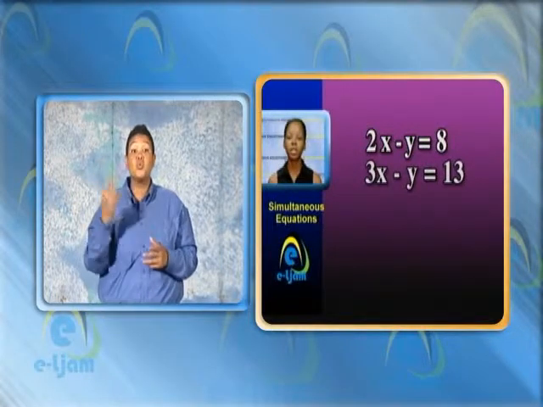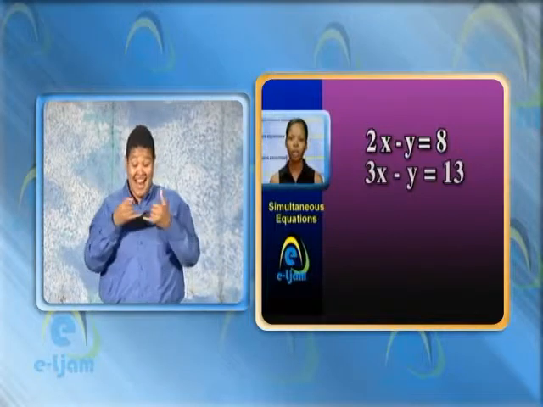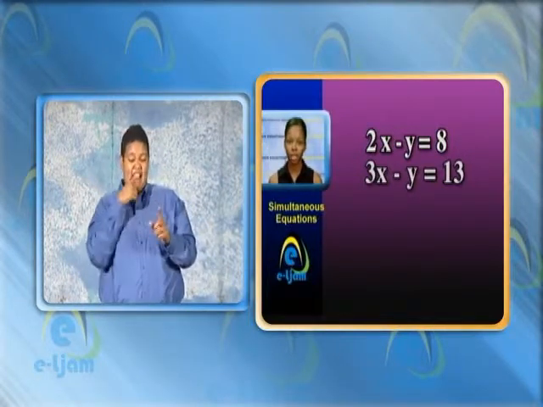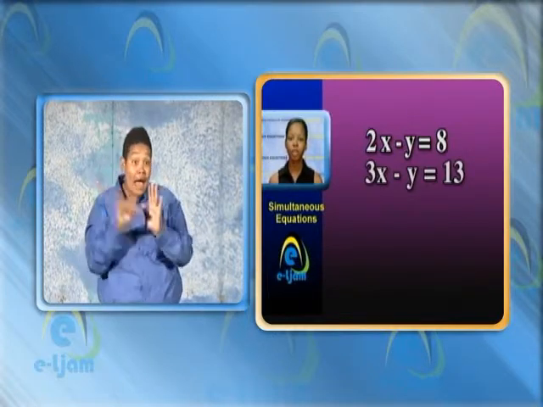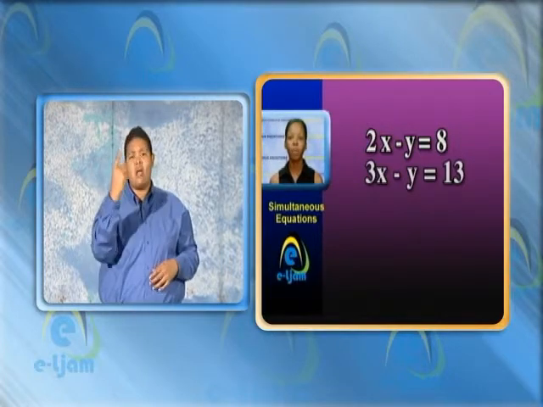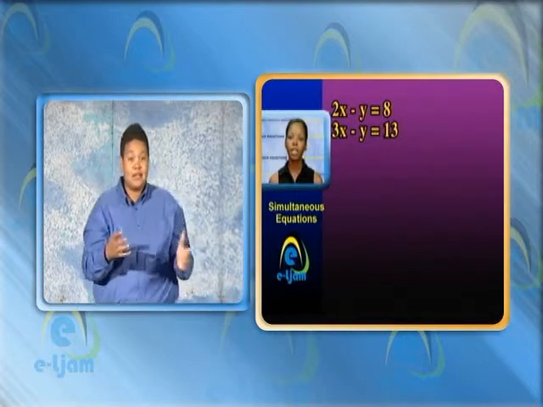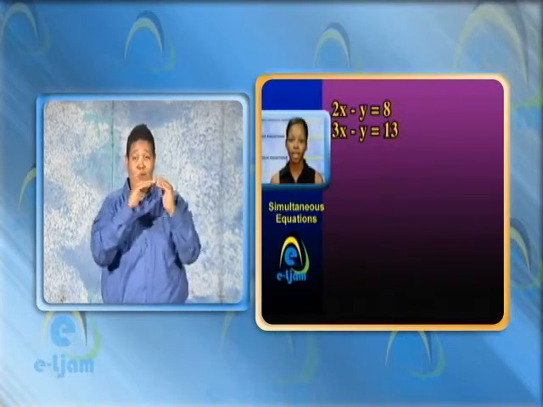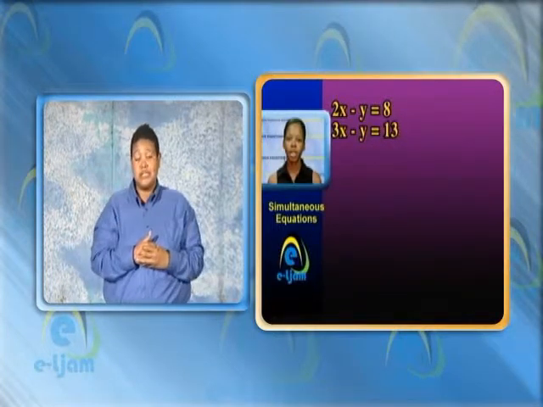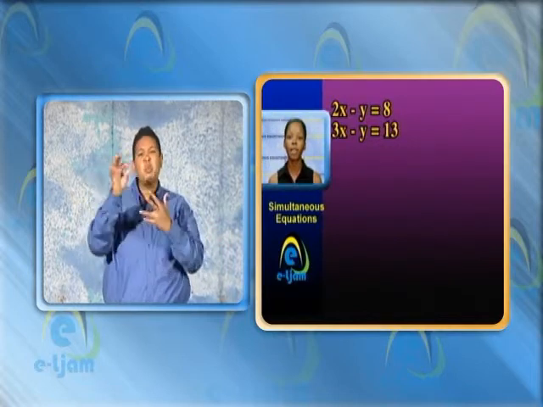To use the substitution method to solve a pair of simultaneous linear equations, rearrange one of the equations to make one of the variables the subject. To identify which equation to rearrange, select the one which has one variable with a coefficient of 1 or -1. For instance, in the equations 2x minus y equals 8 and 3x minus y equals 13, we can rearrange any of the two equations to make y the subject.